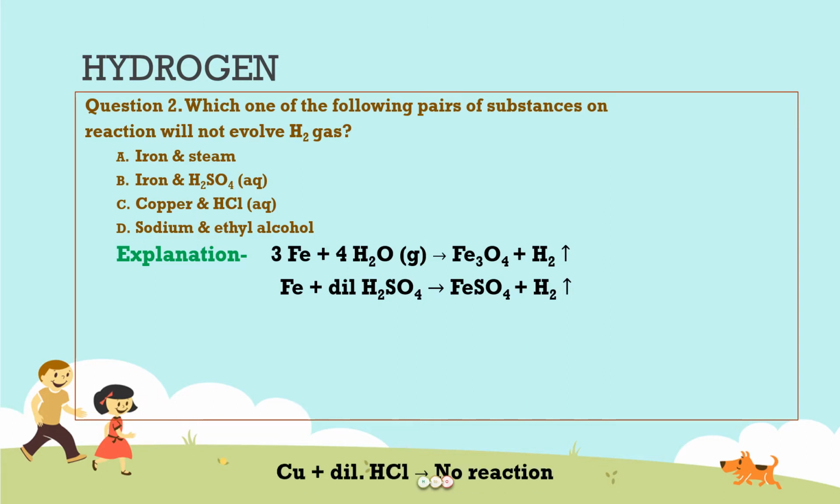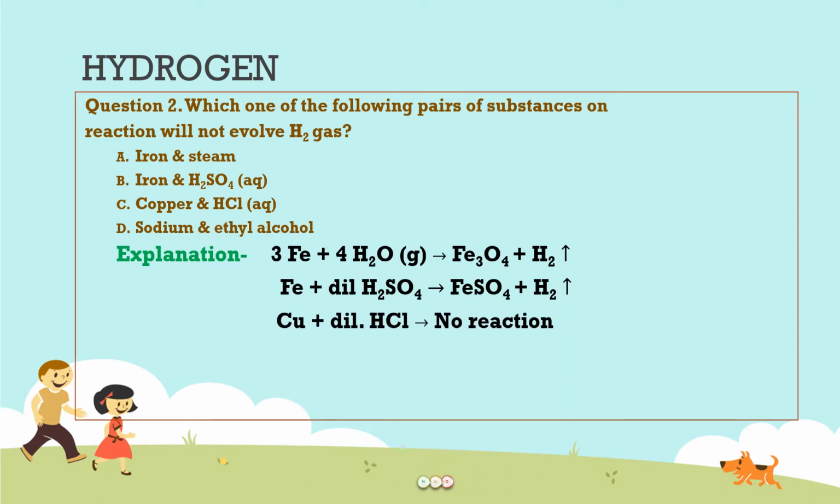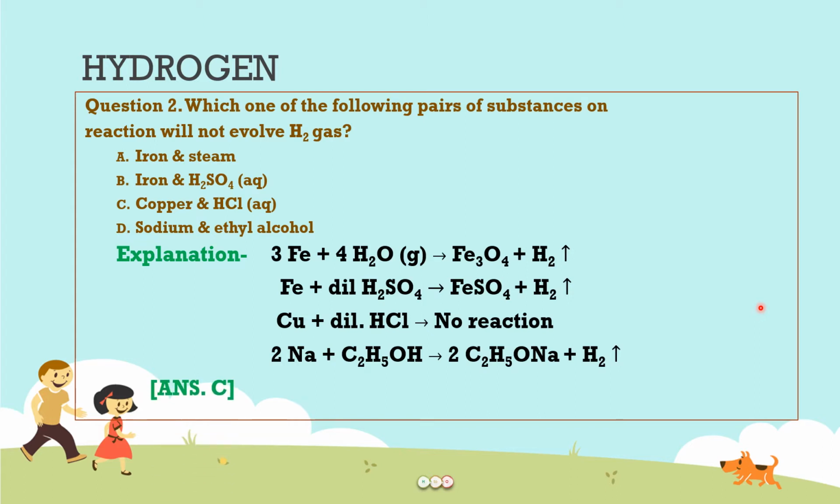But when it is copper and HCl, there is no reaction that takes place. Whereas with sodium and ethyl alcohol, sodium is going to displace hydrogen from the alcohol, and what we will get is C2H5ONa, and along with that hydrogen will be evolved. So the correct answer to this question is C, that copper and dilute HCl will not react and will not evolve hydrogen.